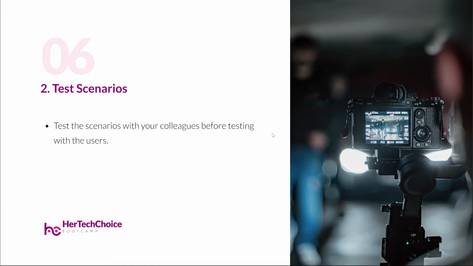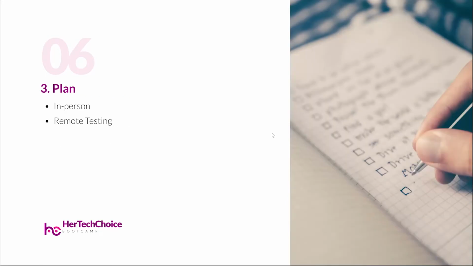Now you test these scenarios. An important advice is to test these scenarios with your colleagues before testing it on actual users. Then we move to the third step in usability testing, which is the planning. And I mentioned before that it depends on the form of test you want to carry out. And there are two forms. We have the in-person form and the remote testing. And you have to plan in different ways for these forms of usability test.